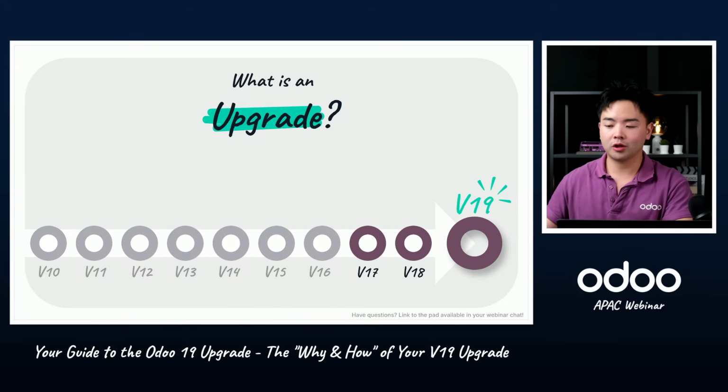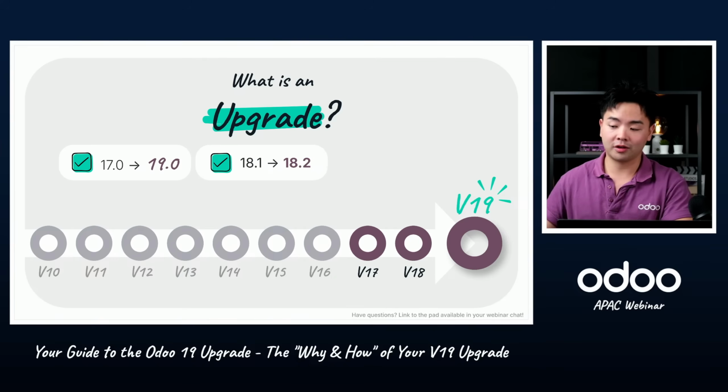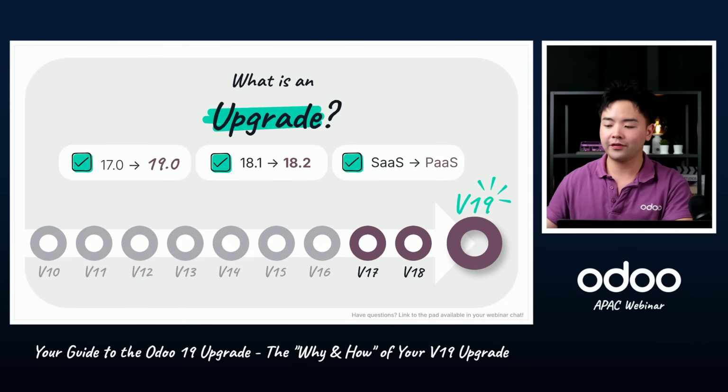You can consider going from version 17 to version 19 as an upgrade. You can consider going from one interim version like 18.1 to 18.2 as an upgrade. And finally, in some cases, you can even consider the movement from SaaS Odoo Online to PaaS Odoo SH as an upgrade. In any upgrade, the whole goal is to take your system to the next level, and the process of going from older version to a newer and more powerful version of Odoo.